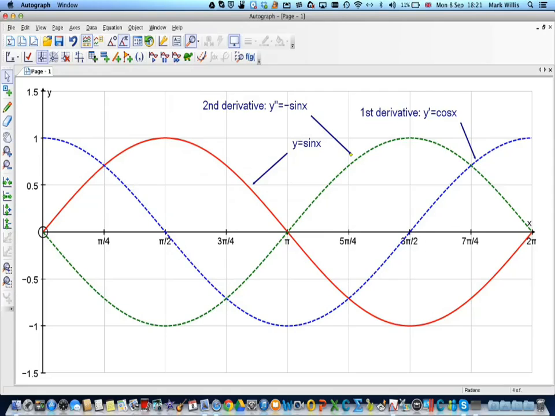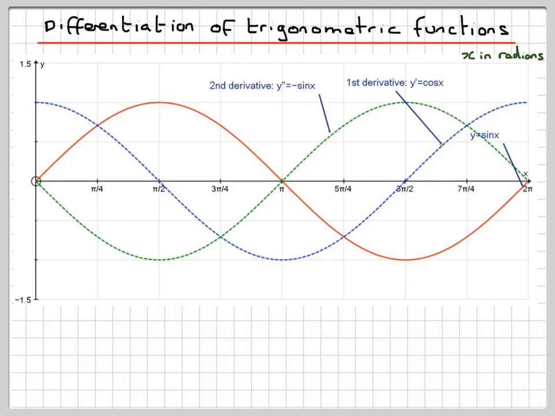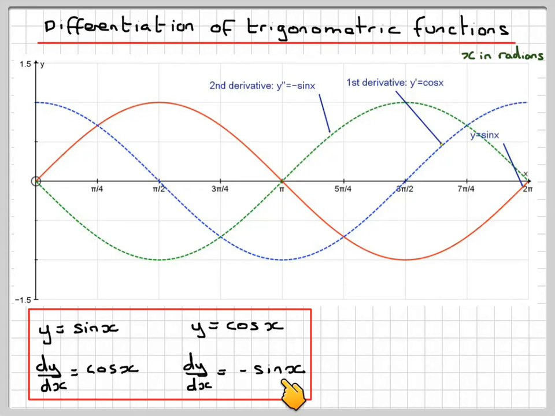Okay, so go back to our sketch. x must be in radians to do this. So just go back to our graph. This is y is equal to sin x. If we differentiate sin x, we get cos x, and if we differentiate cos x, we get minus sin x. Just looking at it graphically, it can be proved algebraically. So if y is equal to sin x, dy by dx is equal to cos x. If y is equal to cos x, dy by dx is equal to minus sin x.